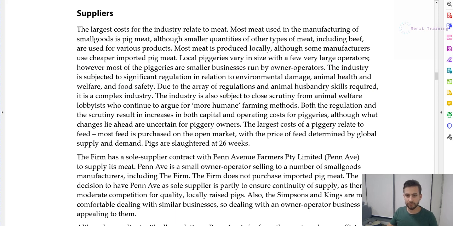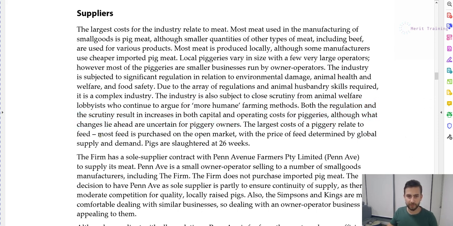The industry is also subject to, I'm not going to copy that because there's a bit of duplication with above. The industry is also subject to close scrutiny from animal welfare lobbyists who continue to argue for more humane treatment. Yeah, it's not super critical, but it could be useful depending on what argument we're trying to push in our essay. Both the regulation and the scrutiny result in increases in capital and operating costs for piggeries, although the changes that lie ahead are uncertain for piggery owners.